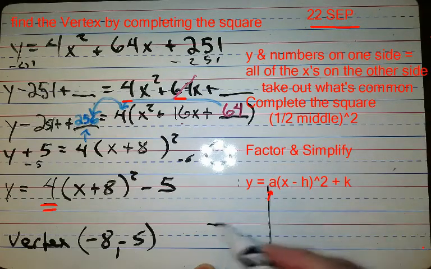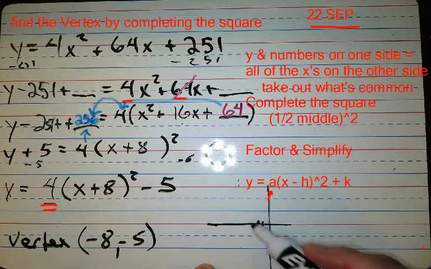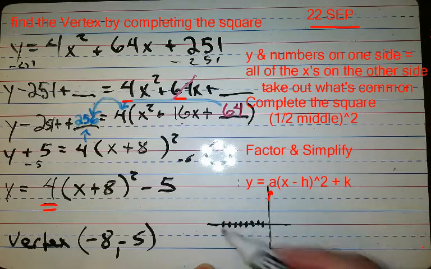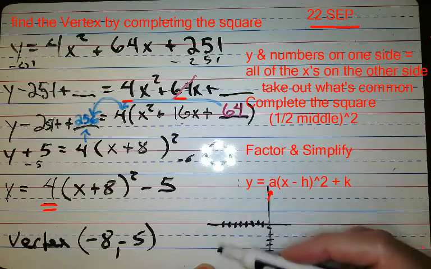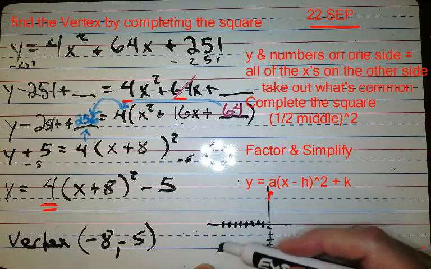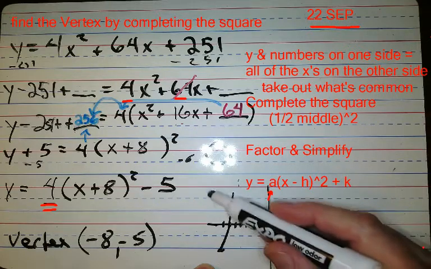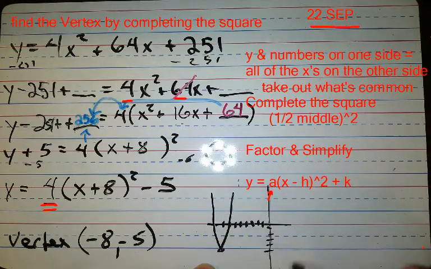We have to go way over here to negative 8. 1, 2, 3, 4, 5, 6, 7, 8. 1, 2, 3, 4, 5. Negative 8, negative 5. There's that one. But it's a skinny dude, real skinny parabola. So it would look like this.